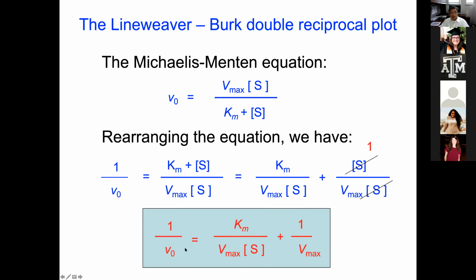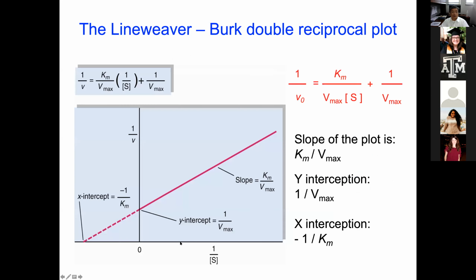So if you do a set of experiments and plot the inverse of velocity as a function of the inverse of substrate, you have a linear relationship. I'll show you the linear shape here. This is what you will get. This is simply another way to write that equation: the inverse of velocity equals Km over Vmax multiplied by the inverse of substrate concentration, plus the inverse of Vmax.